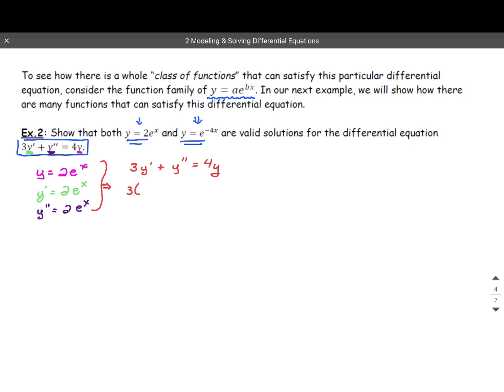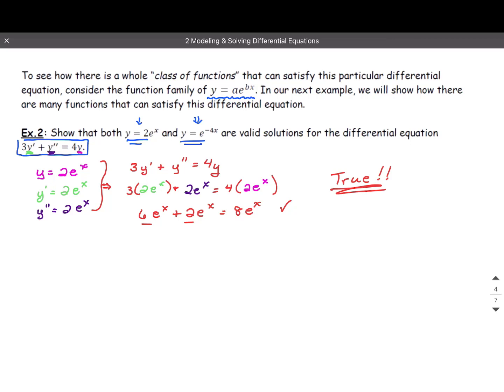We have 3 times, now what was y prime? 2e to the x plus y double prime is 2e to the x equals 4 times y is 2e to the x. Now if we do some simplifying, we have 6e to the x plus 2e to the x equals 4 times 2 is 8e to the x, and notice 6e to the x plus 2e to the x equals 8e to the x. This is true. Awesome.